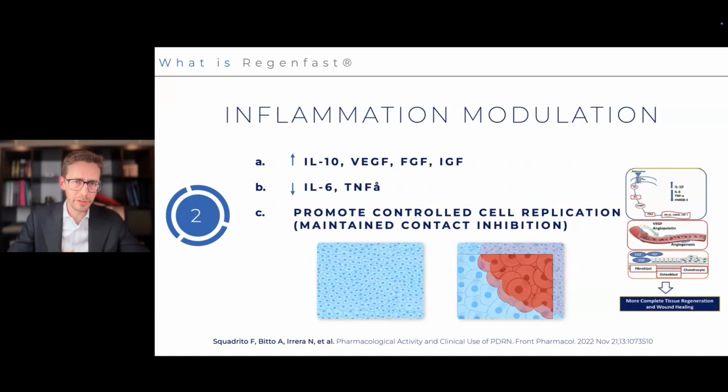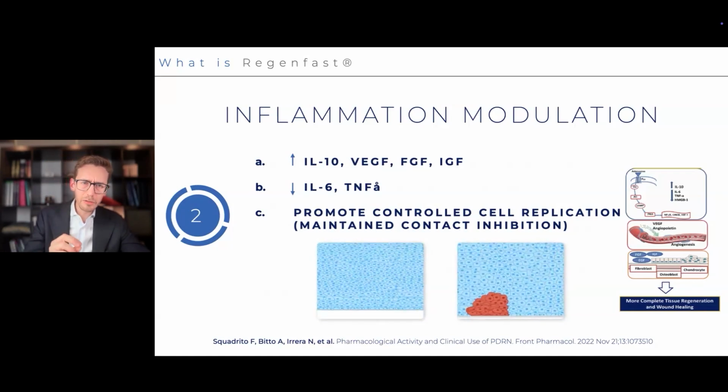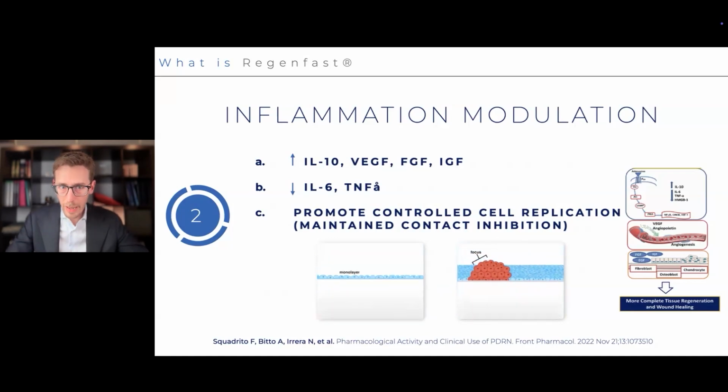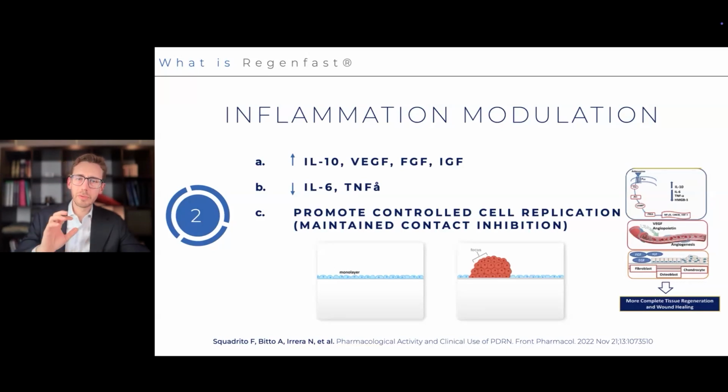What is very important to understand is that the cellular stimulation obtained through this inflammation modulation pathway maintains contact inhibition. Cells under the inductive activity of this biological booster maintain a controlled cell replication activity. If we place these cells in a petri dish and we promote their replication with a biological booster such as polynucleotides, cells replicate up to creating a monolayer and then they stop replicating.